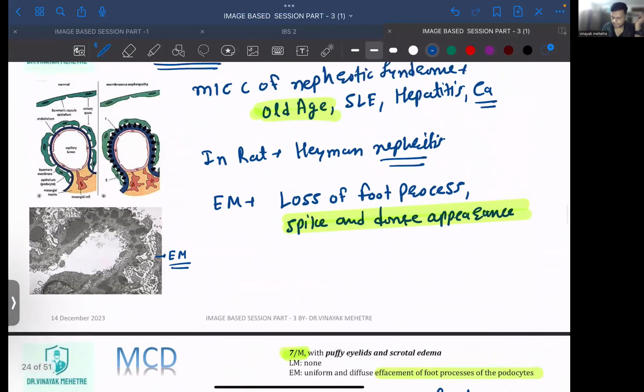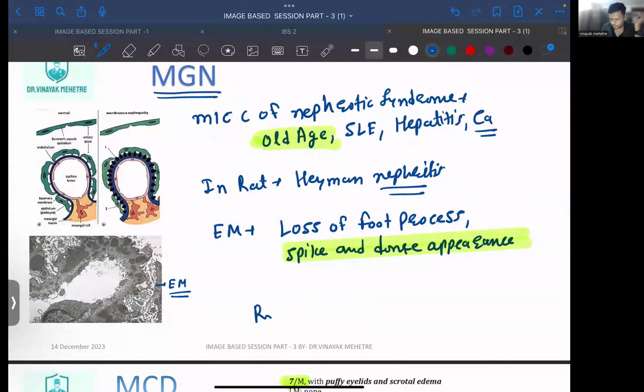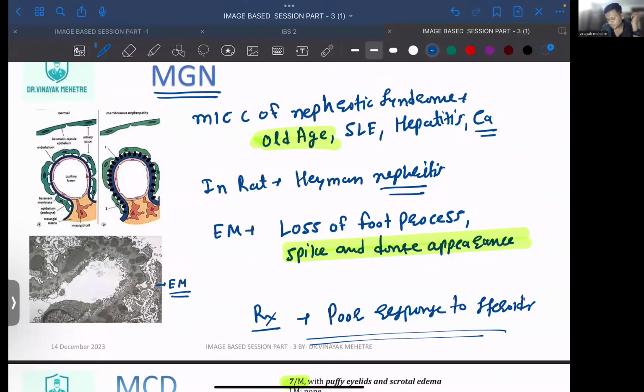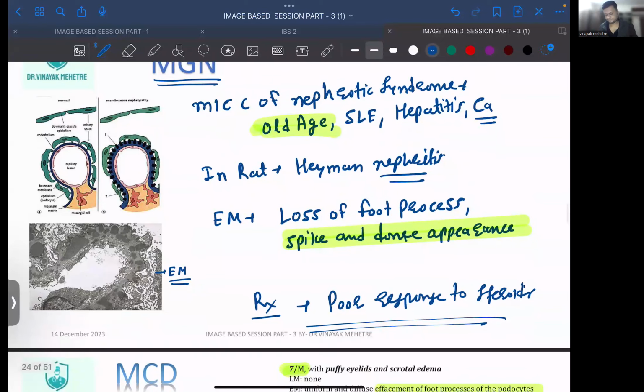And remember, MGN is a hint in the exam. Poor response to steroids, this line can also come. Nephrotic syndrome with poor response to steroids. Which one? And the answer will be MGN.